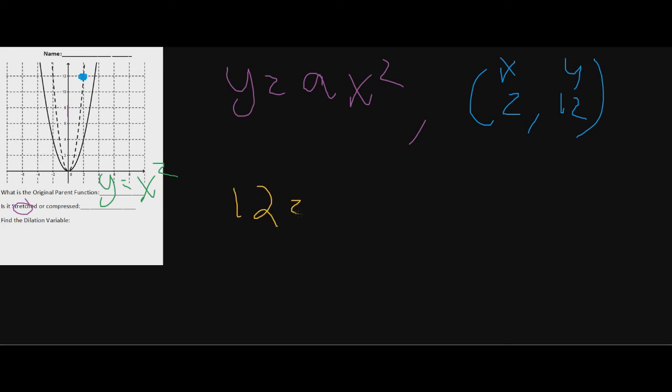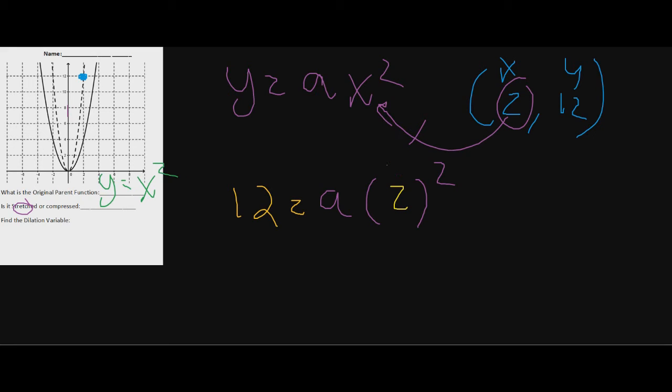We're going to get 12 equals a times, and we're going to plug in 2 in for our input, 2 squared. So 12 goes in for our y, which is why we got the 12 here. And the 2 goes in for our x, which is why we put the 2 in here.